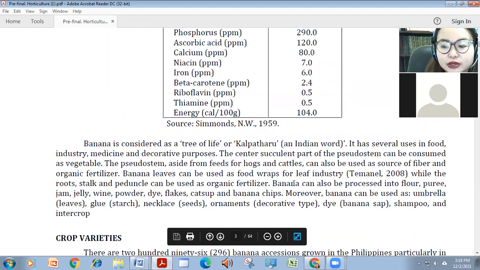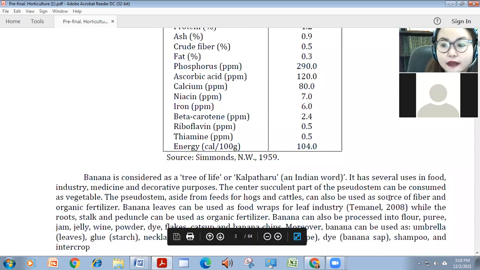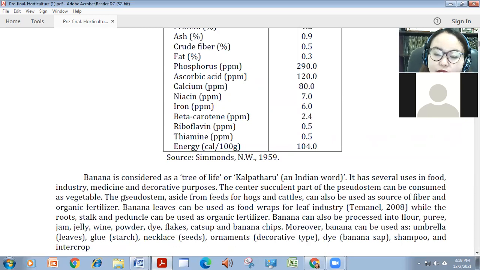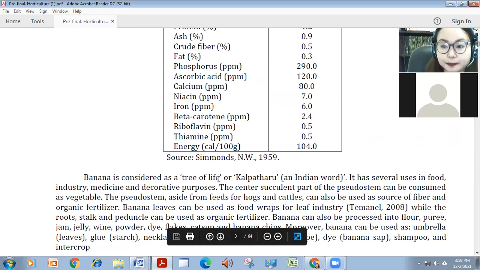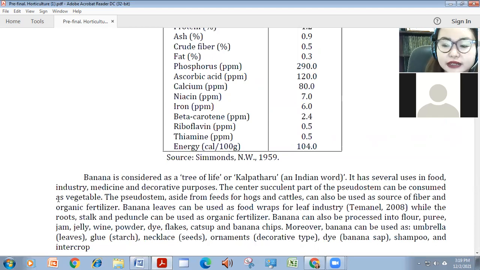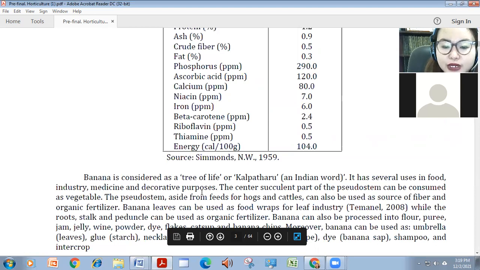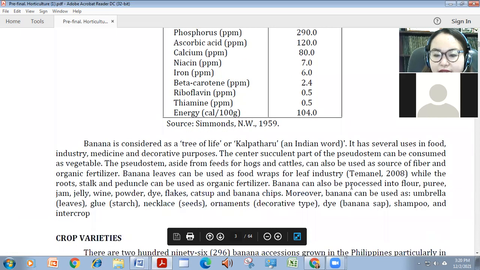So banana is actually also considered like coconut. It is also considered the tree of life, no? Or in Indian, it's kalpataru. Since from root to top, it has several uses, no, sa industry, medicine, and for decoration. So yung kanyang pseudostem can be consumed. Yung core niya, no, can be consumed as vegetable, and also feeds for hogs, cattle, and source of fiber or organic fertilizer. Even the banana leaves, we're using them for our food wraps, no? And the root, stalk, and peduncle as organic fertilizer.